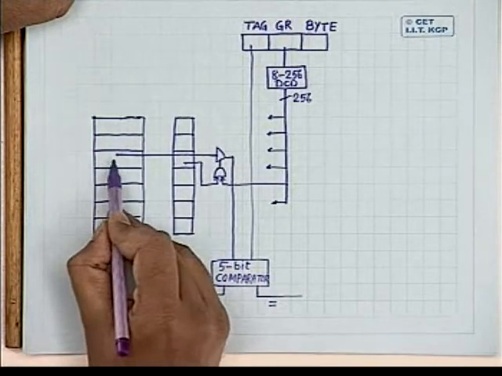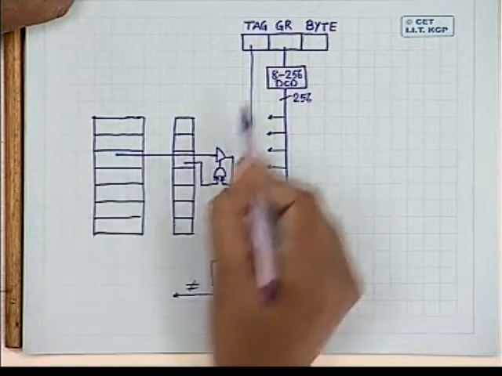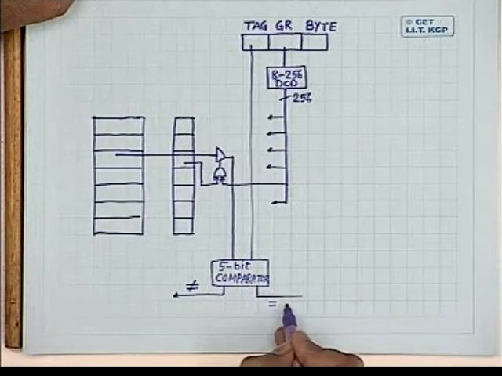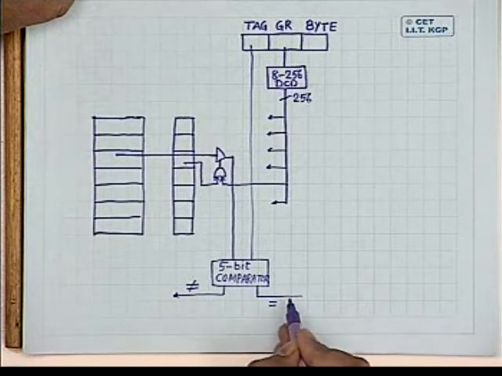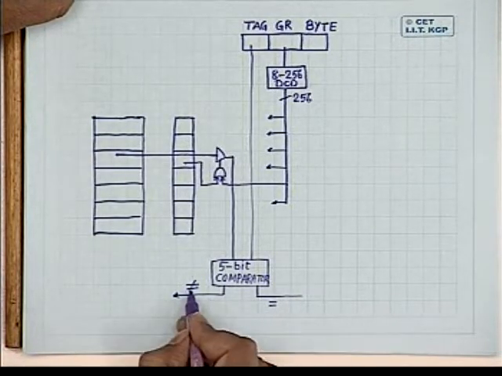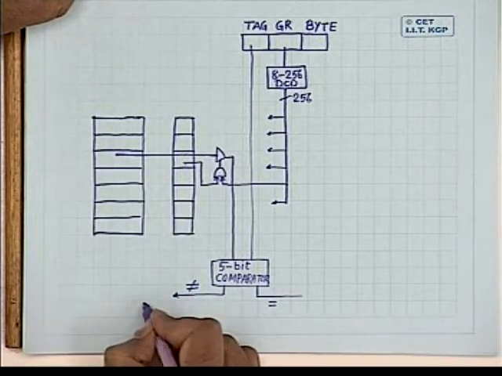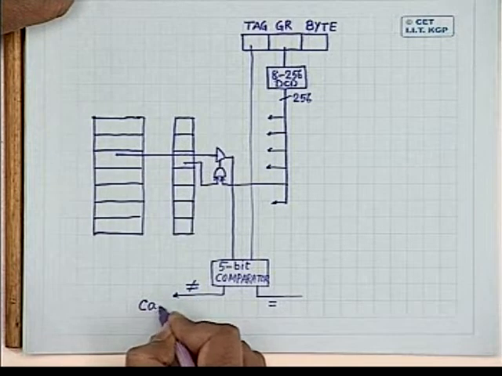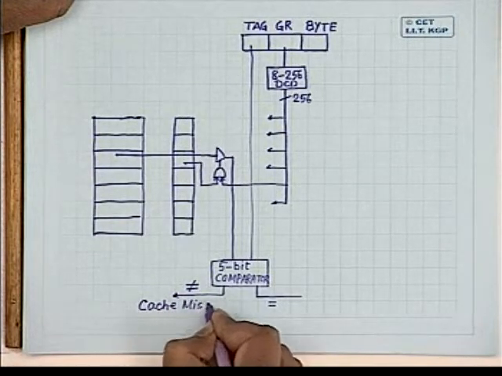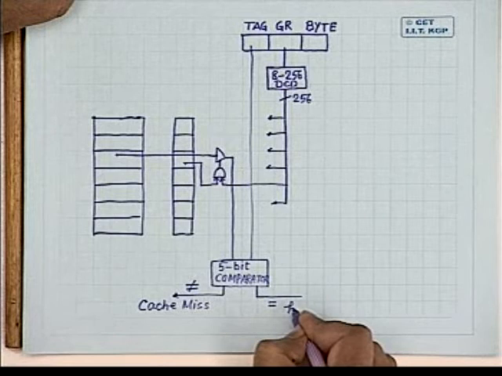So only when the content of this tag memory is equal to the tag field in the main memory address, in that case I say that I have a hit. That means the data which is being asked for is available in the cache memory. Otherwise, this is a cache miss. So this will indicate a cache miss, and this will indicate a cache hit.